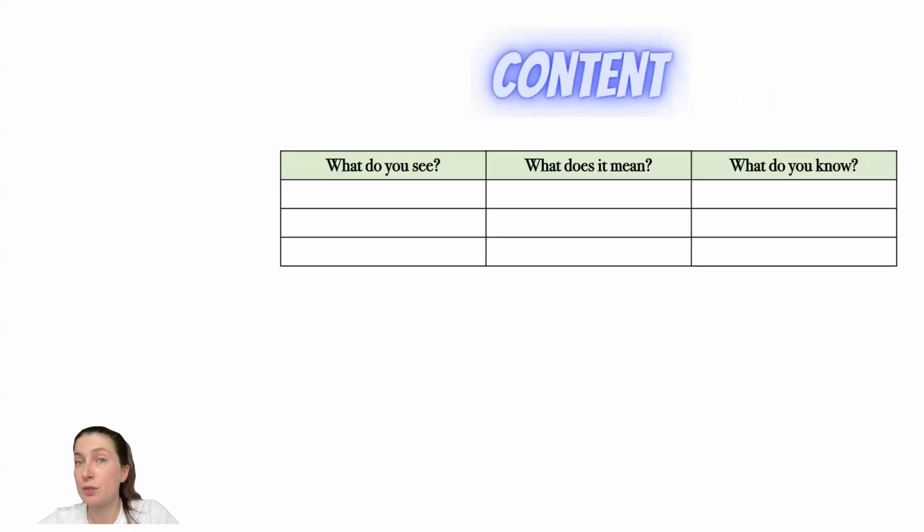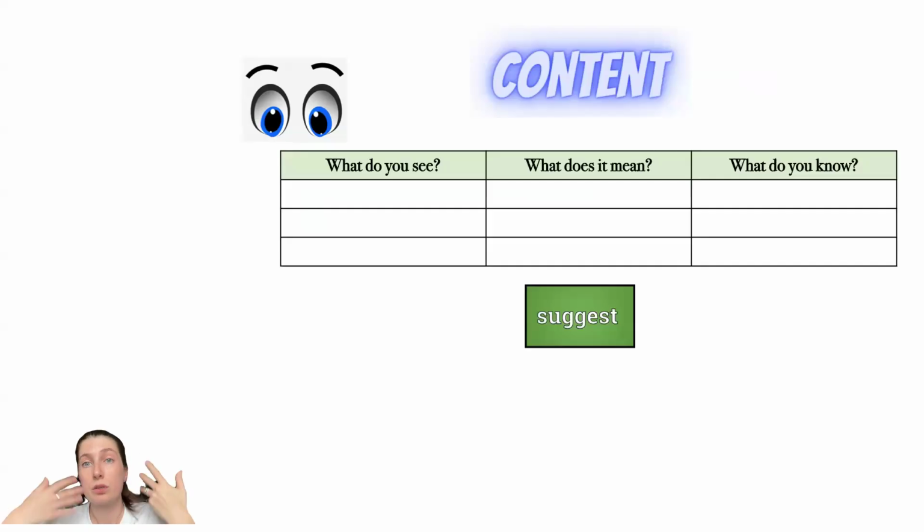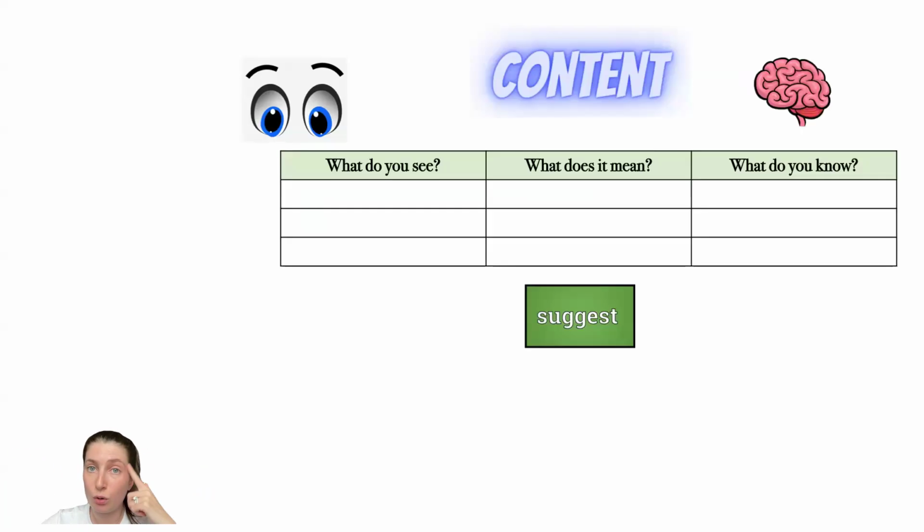Now, in terms of the content part of the question, so that's one half, the provenance. In terms of the content, we're going to look for three things. What do we see with our eyes? That's what I was saying about earlier. You must explicitly talk about the source. So what do you see? What does it suggest? What does it tell you? What does it mean? And what do you know, your knowledge?